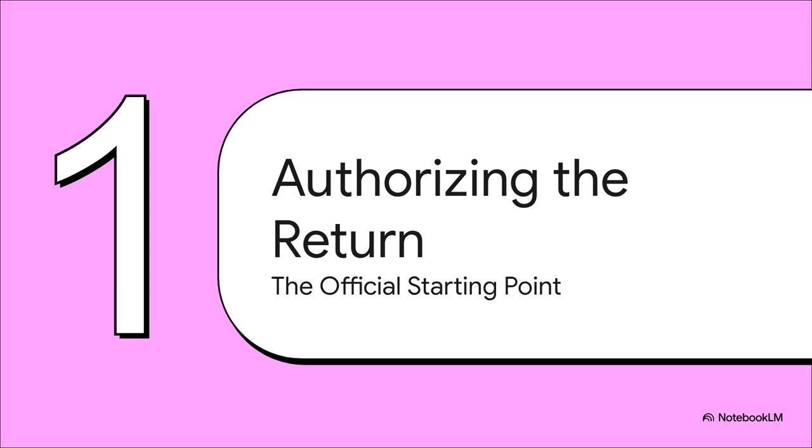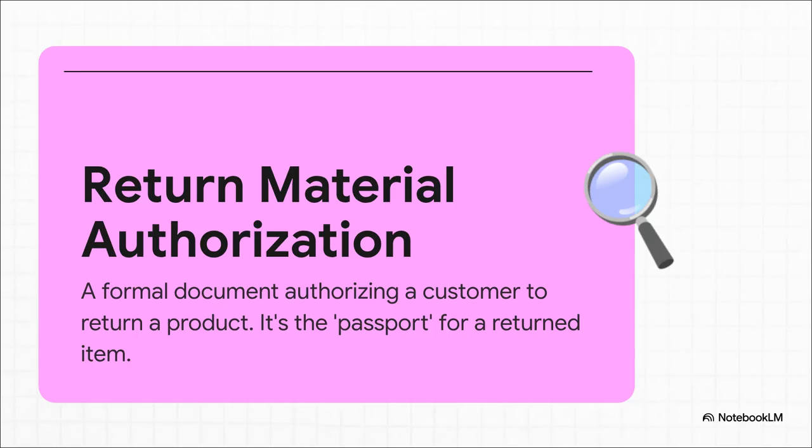Okay, Chapter 1, Authorizing the Return. This is the official kickoff, where a customer's simple request gets turned into a real, trackable process right inside the system. The absolute cornerstone of this whole process is the Return Material Authorization, or as you'll always hear it, the RMA. I love this analogy on the slide. It's like the item's passport for its journey back.